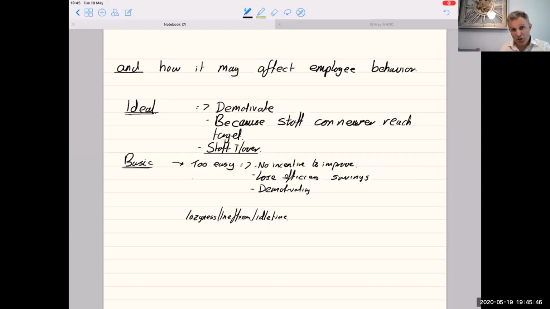The thing that I would watch out for is the terms here. I wouldn't use the term laziness. I would use the term inefficiency. I'd use the term idle time. Laziness is quite a harsh term to use about another member of staff, and I prefer saying that we're losing out on efficiencies or people don't have the incentive to improve. Idle time just means that we're paying people to do work and there isn't work for them to do.